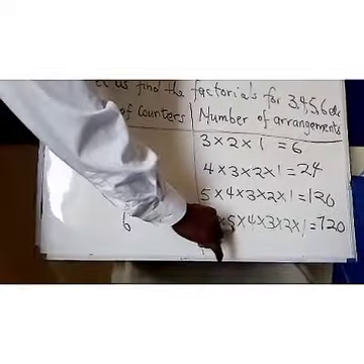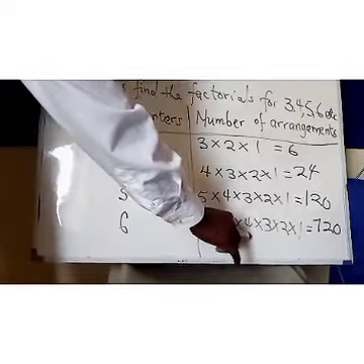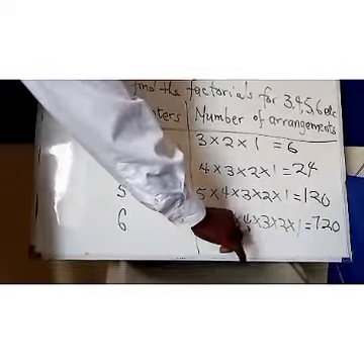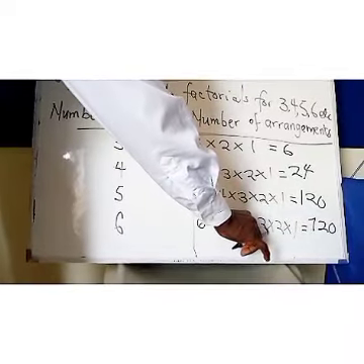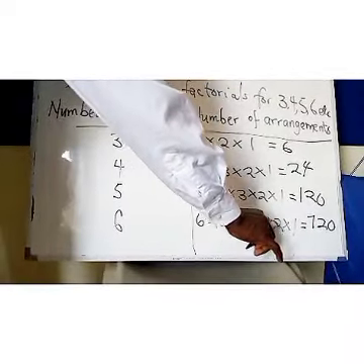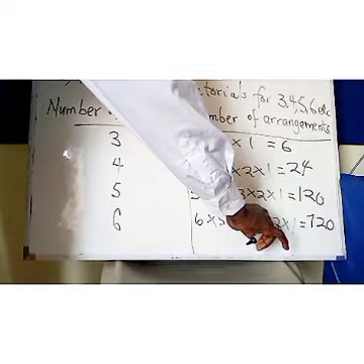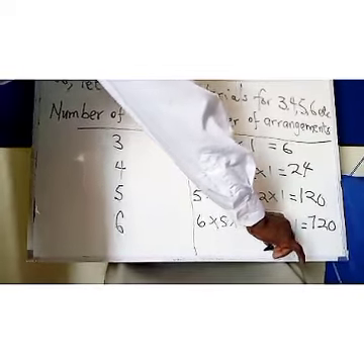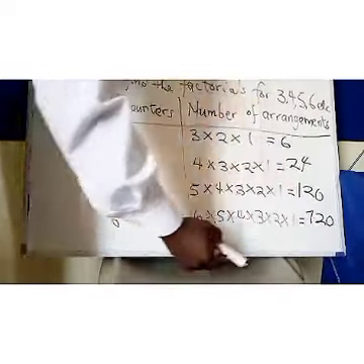Let's go over again. 6 times 5 is 30. 30 times 4 is 120. 120 times 3 is 360. 360 times 2 is 720. 720 times 1, this is what we get.